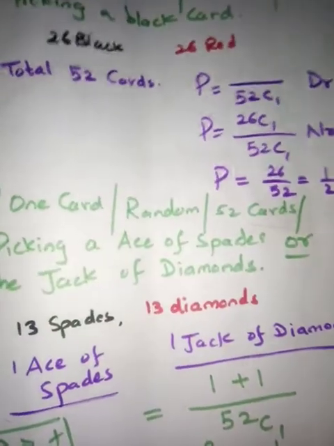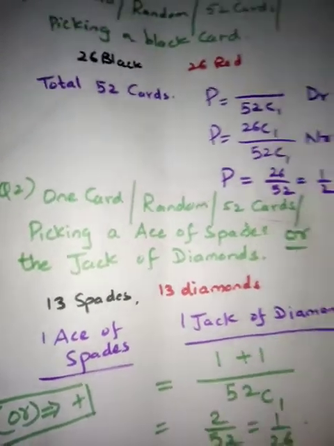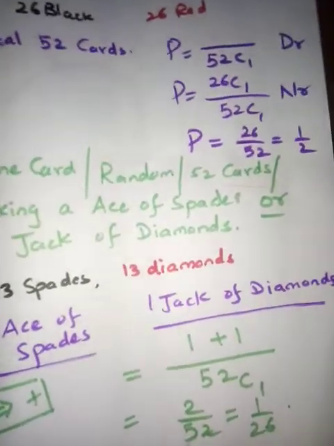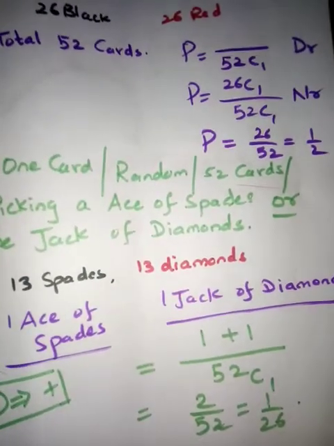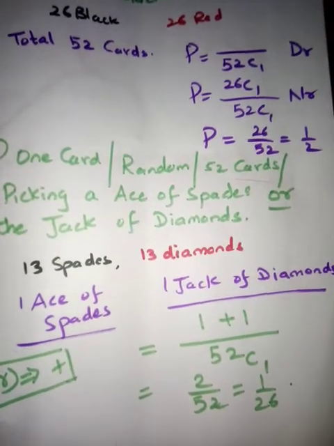Now coming to the second question. One card is drawn from 52 cards. What is the probability of picking an ace of spades or a jack of diamonds? So the answer will be definitely 1. Or in the sense it is plus, and in the sense it is multiplication. So one jack of diamonds.